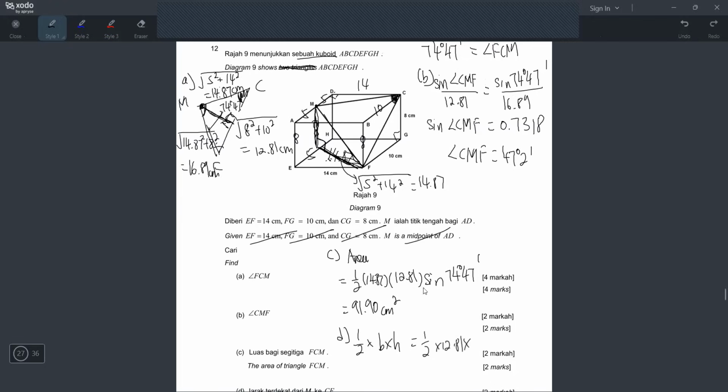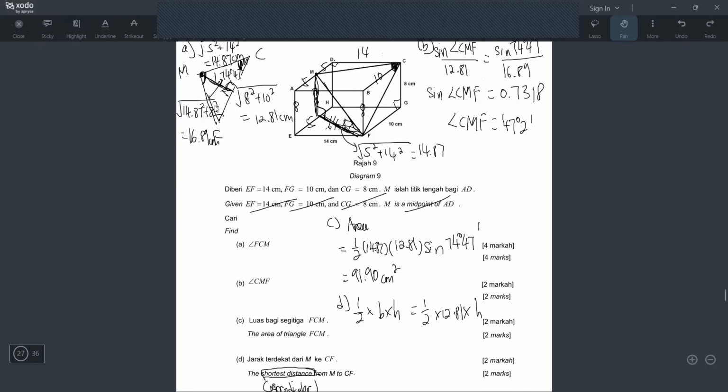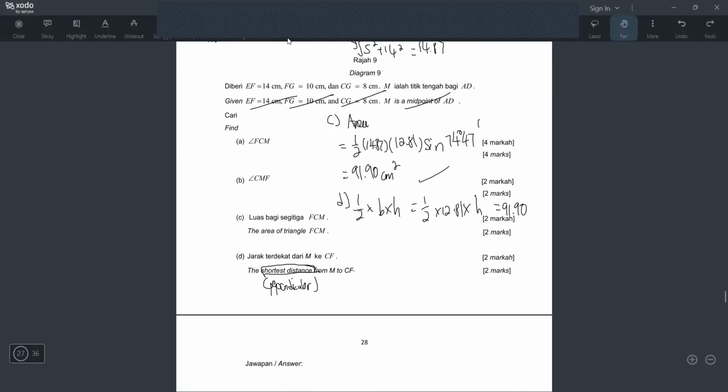And then your height is the answer. This is what I want to find. The shortest distance from M to CF means this is the h, right? And this whole thing can equal 91.90, because when you take 1/2 times base times height, it will be the same as the area you have already found just now. Just now you found the area using the 1/2 ab sin C formula. Now they want shortest distance, you will use another method, which is the 1/2 times base times height, like this. So now you can find your h.